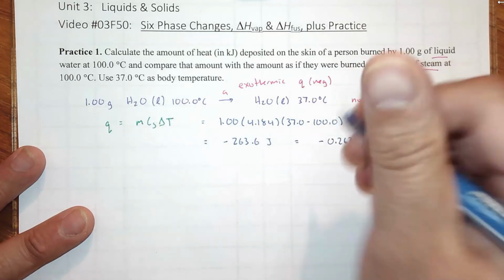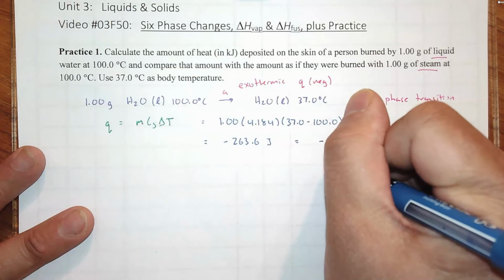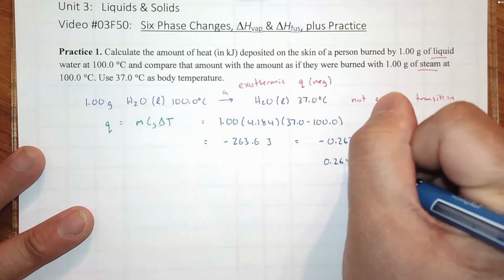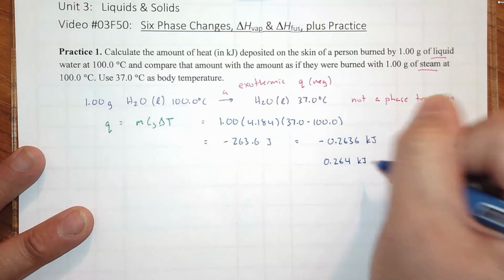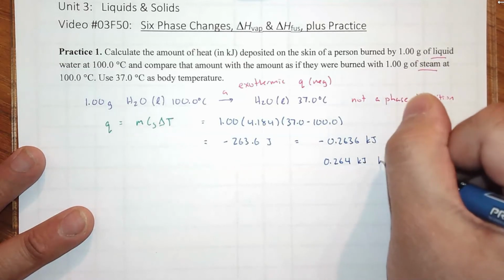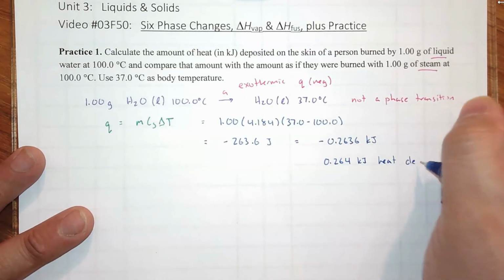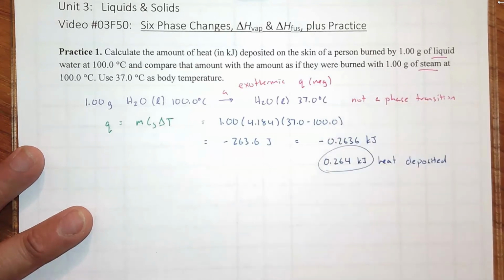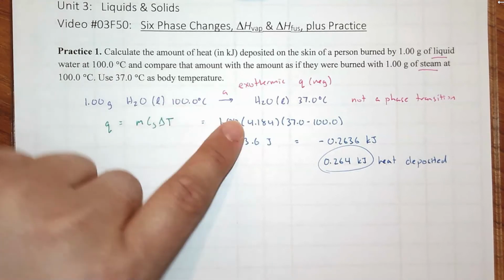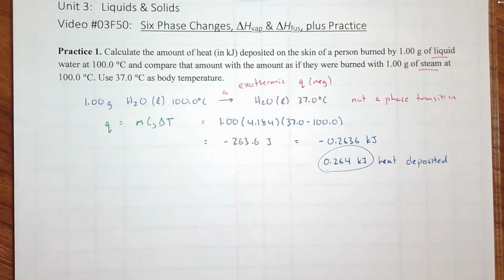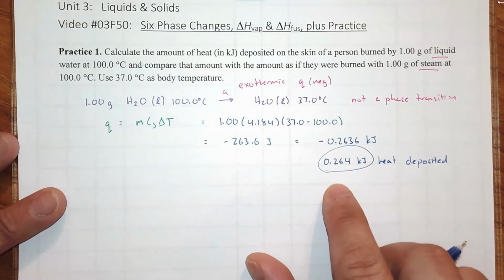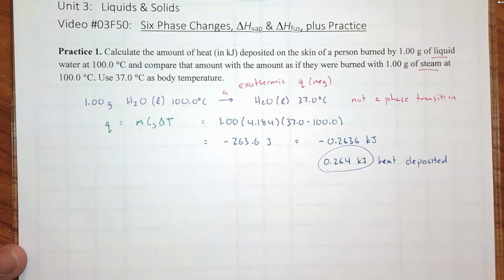So the water is giving off around 0.26 kilojoules of heat deposited onto the skin. Okay? But the process is a negative Q. The amount of heat given off is positive.